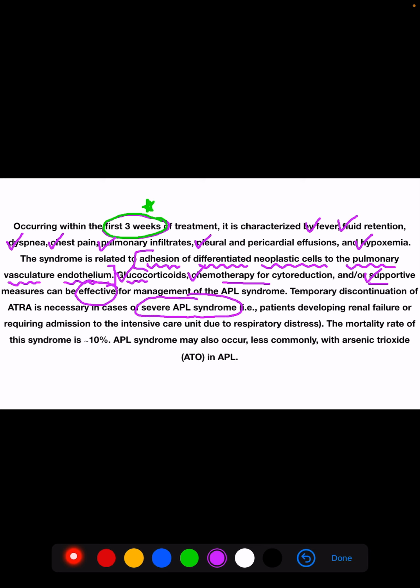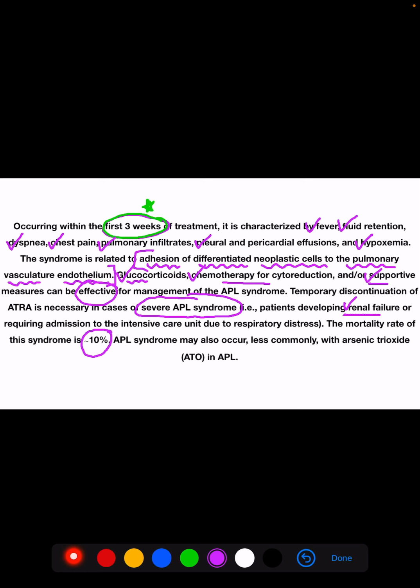What is severe APL syndrome? When patients develop renal failure or require admission to the intensive care unit due to respiratory distress. And what is the mortality rate of these patients when the syndrome occurs? The mortality rate is 10%.